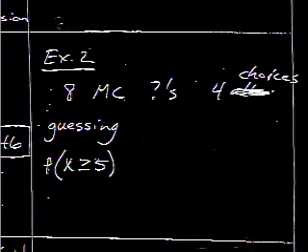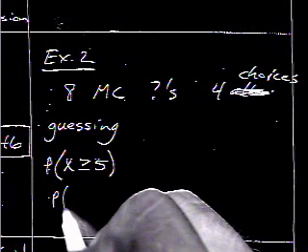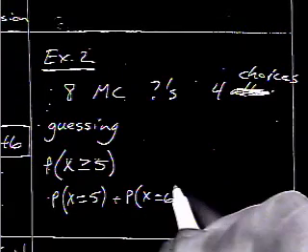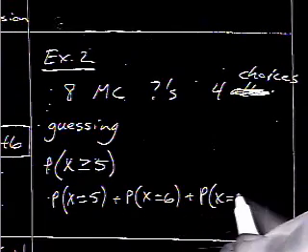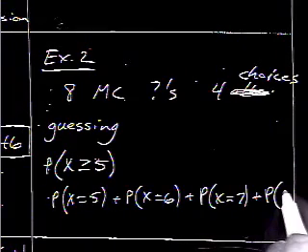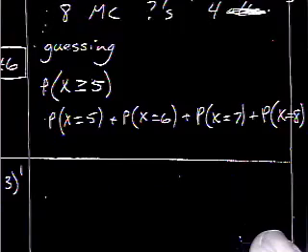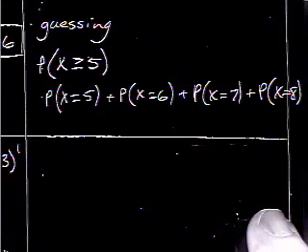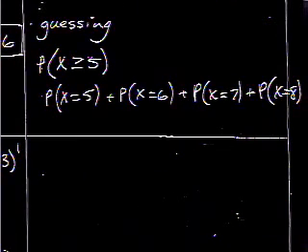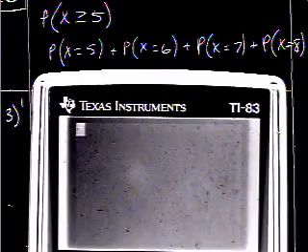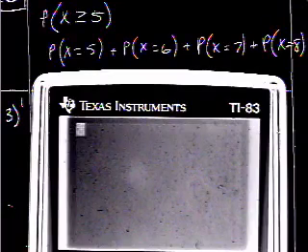So let's see here. We want the probability that x is greater than or equal to 5. So we are going to actually have to figure out that the probability of x being 5 and 6 and 7 and 8. And we have to add those 4 numbers together. Boy, it would be sure nice if we could do this all at the same time. Well, we can. Let's use our graphing calculator to generate some of these things.